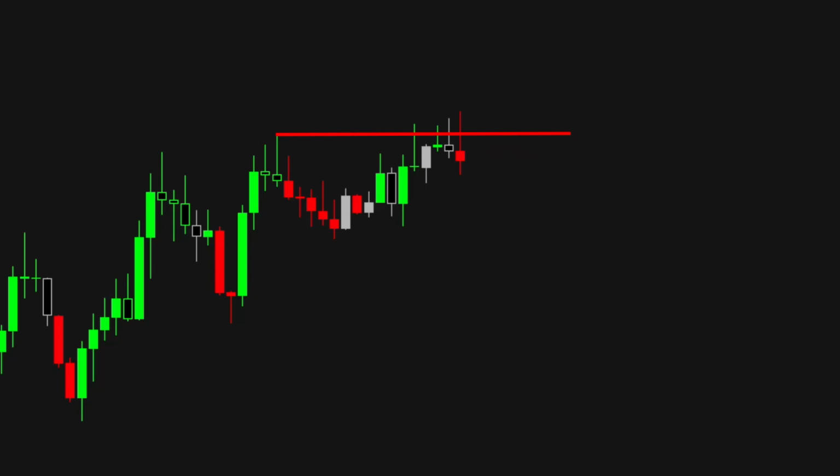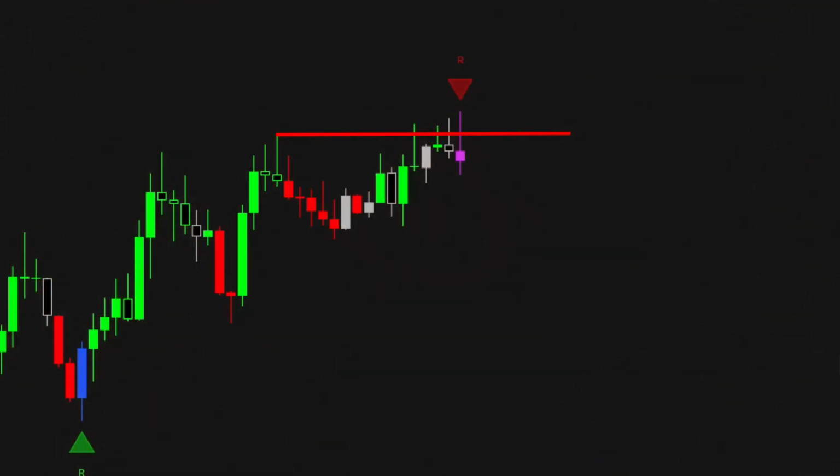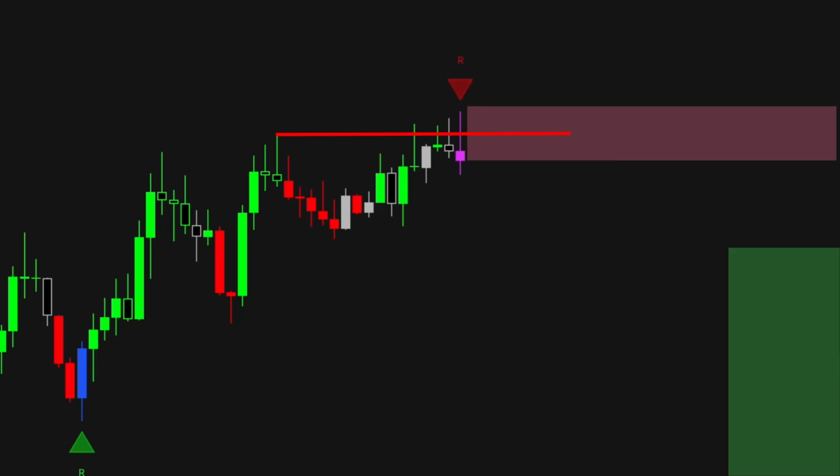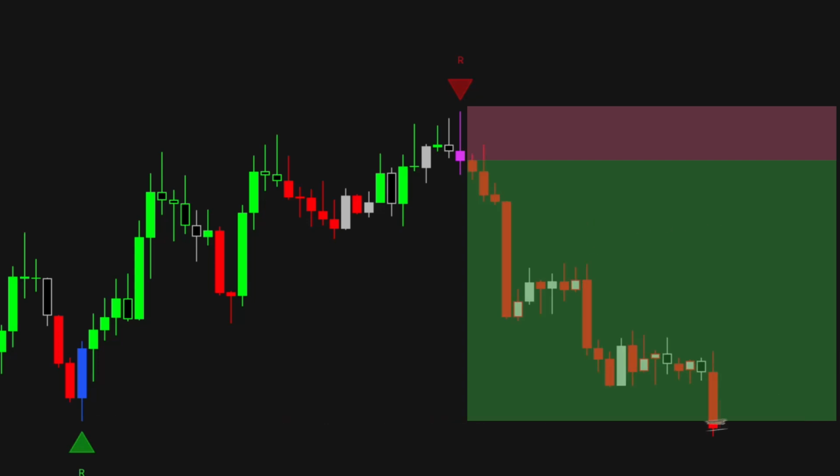If we confirm the setup with a signal bar, it adds further reliability to this setup. Now you could enter a short trade at candle close and place the stop loss above the previous high. Target the previous low or just use a risk-reward ratio of 2 or above.